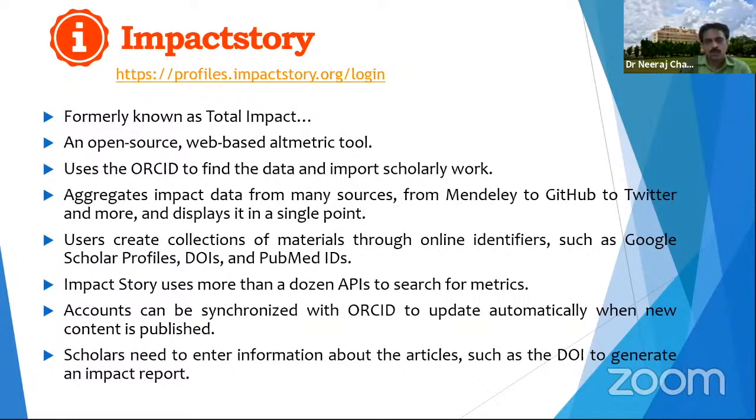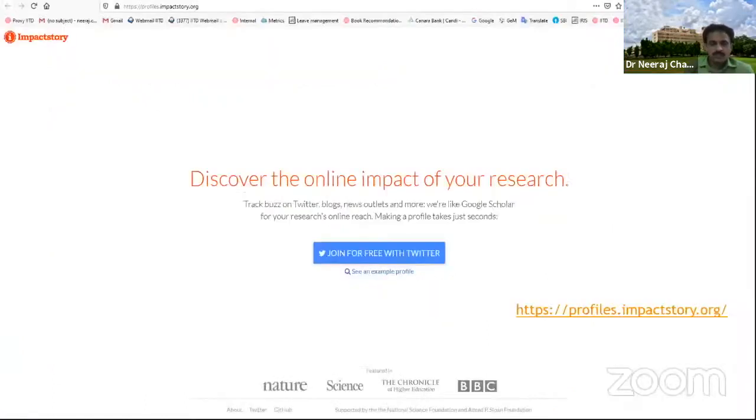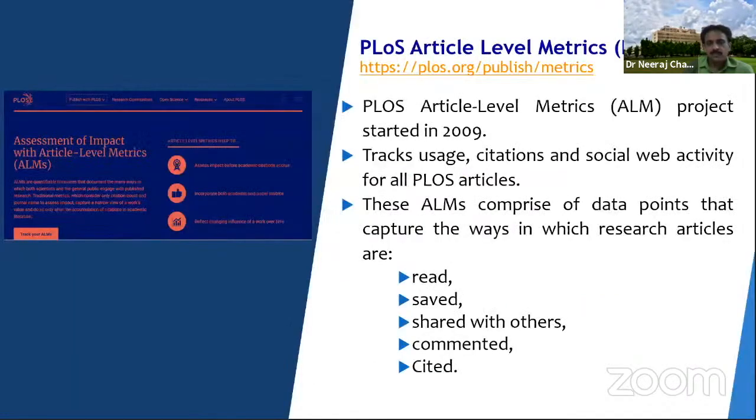ORCID we'll discuss tomorrow in detail when we talk about the visibility or the impact of research publications. We'll talk about this ORCID tomorrow. It aggregates impact data from many sources, from Mendeley to GitHub and Twitter and many more. So this is widely used, and the account can be synchronized with the ORCID. It will automatically update your record, and it uses more than a dozen APIs to search the metrics. So it looks like this.